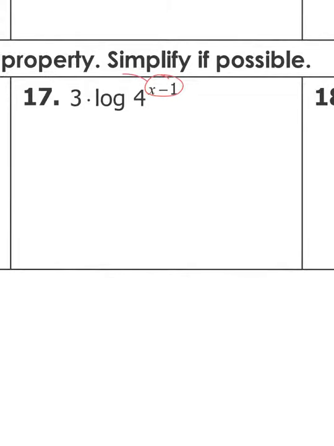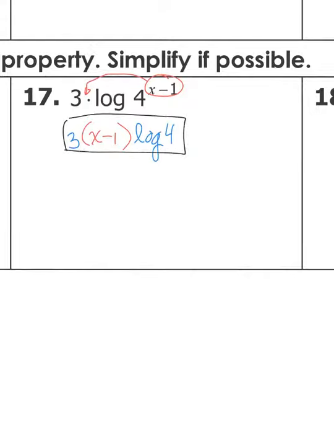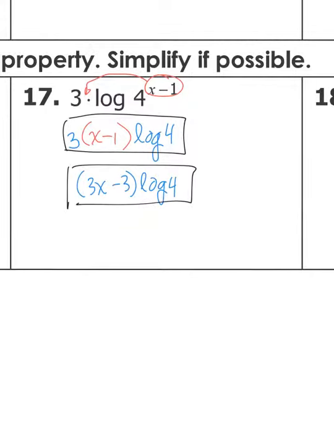So I'm going to loop all of this in front, and I'm going to put it in between the 3 and the log. So I have 3 times this x minus 1 that I looped in front of the log of 4. So you can either leave your answer like this, I would accept this, or if you're going to distribute the 3 into the x minus 1, you have to leave your answer in parentheses. So for instance, 3 times x is 3x. 3 times negative 1 is negative 3, in parentheses, and then log of 4. So I would accept this as an answer as well.